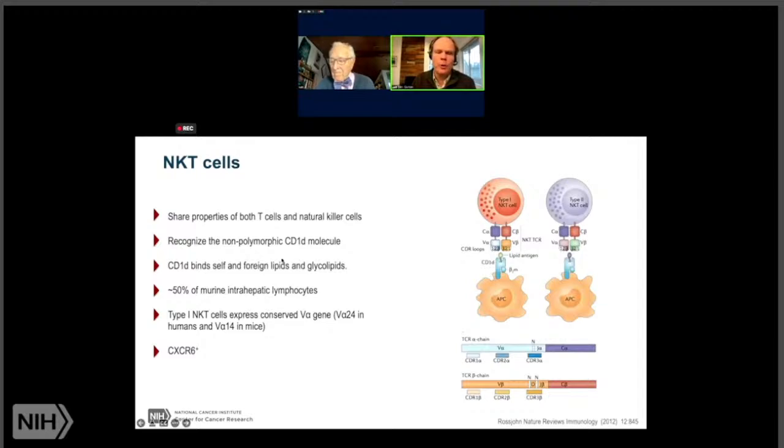NKT cells share the properties of T cells and natural killer cells. They recognize a CD1D molecule, which doesn't present a peptide like we usually know from MHC molecules, but it actually recognizes foreign lipids and glycolipids. It's rather abundant in the mouse liver. It expresses CXCR6, and we can actually identify this T cell receptor by its V alpha chain.